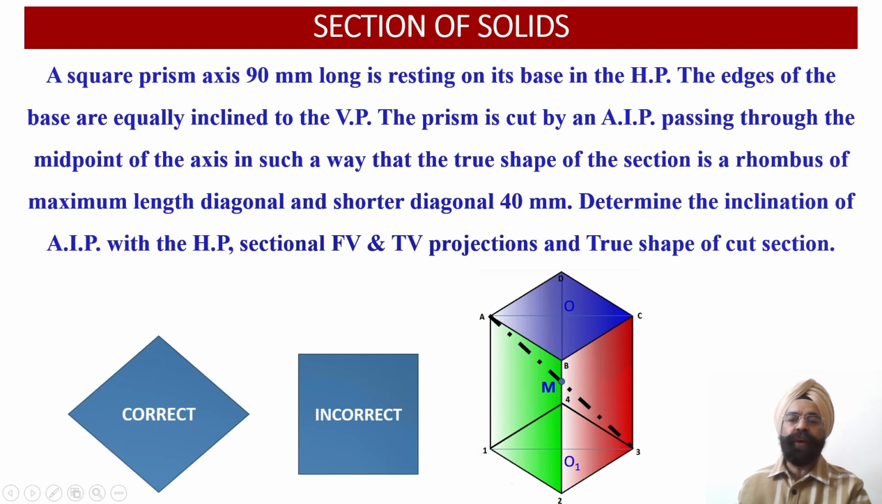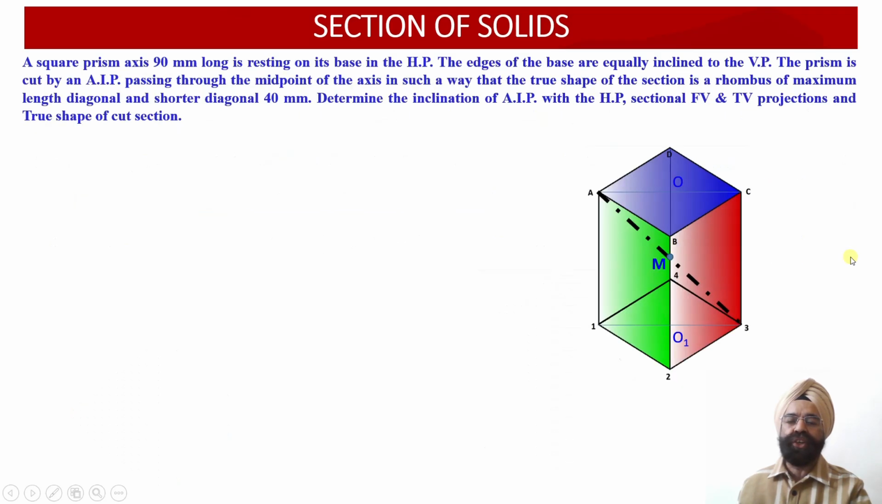So using this information, we will be able to draw the square prism into this orientation such that all the 4 edges of the square prism will be inclined at an angle of 45 degree with respect to the vertical plane. With this information, we are going to determine the inclination of the auxiliary inclined plane or the cutting plane with the horizontal plane, the sectional front view and the top view projections, and the true shape of the cut section over here.